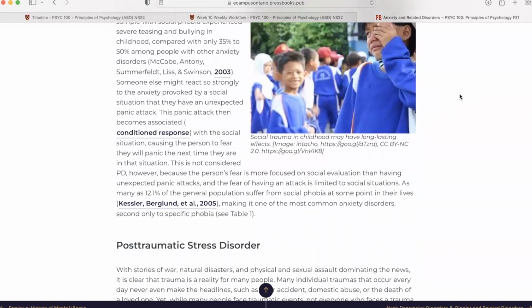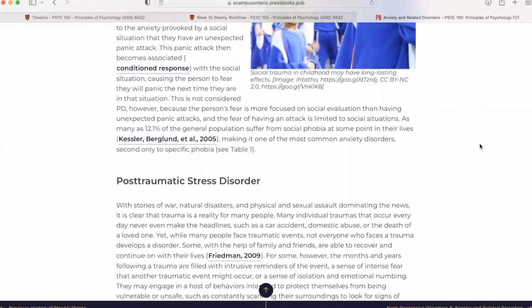Someone else might react so strongly to the anxiety provoked by a social situation that they have an unexpected panic attack. This panic attack then becomes associated, a conditioned response, with the social situation, causing the person to fear they will panic the next time they are in that situation. This is not considered PD, however, because the person's fear is more focused on social evaluation than having unexpected panic attacks, and the fear of having an attack is limited to social situations. As many as 12.1% of the general population suffer from social phobia at some point in their lives, making it one of the most common anxiety disorders, second only to specific phobia.